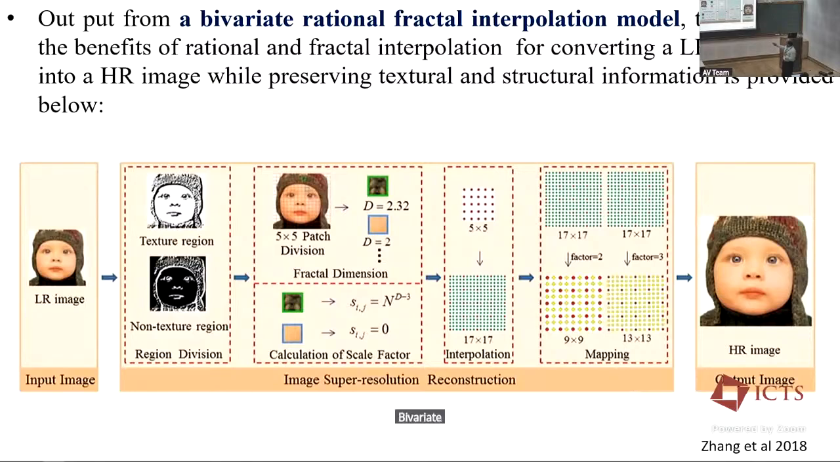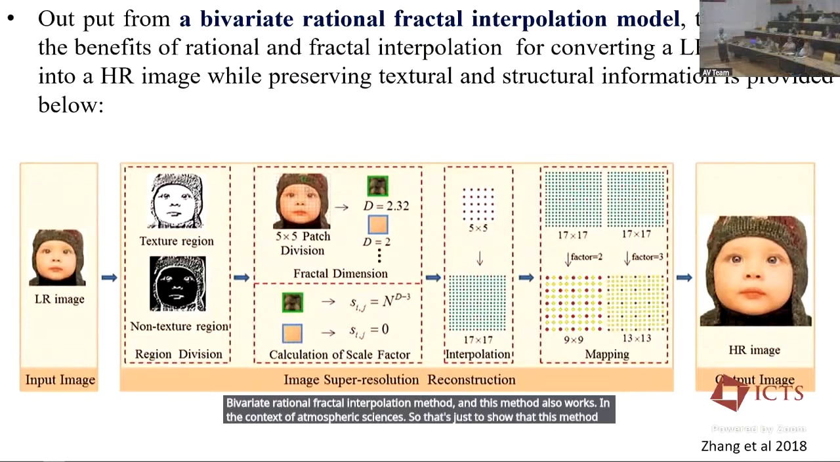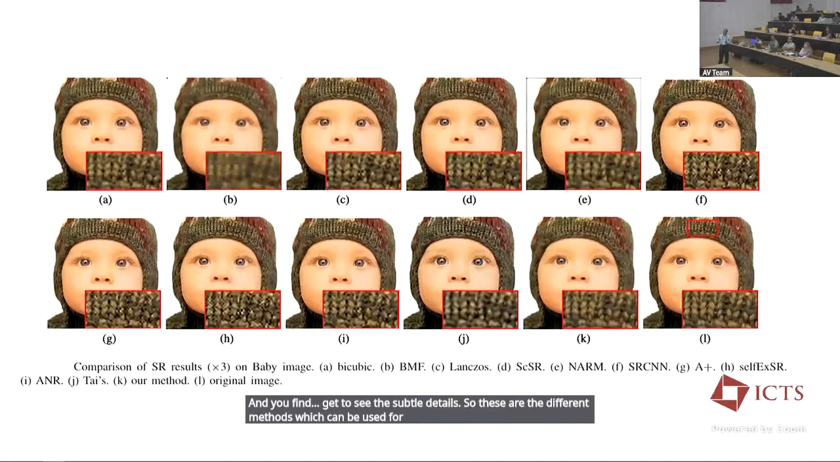bivariate rational fractal interpolation method, and this method also works in the context of atmospheric sciences. That's just to show that this method is from image processing. In the image processing literature, you'll find this, and you get to see the subtle details. So these are the different methods which can be used for doing super resolution of images.